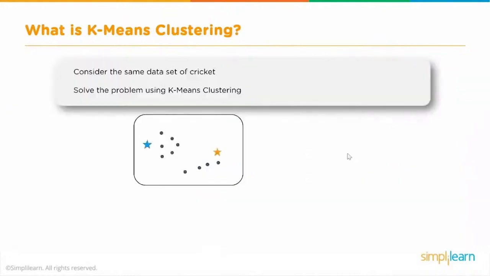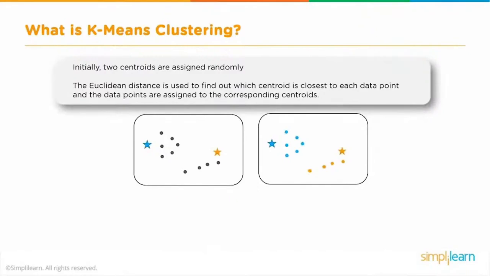So how does this work? The first step in k-means clustering is the allocation of two centroids randomly. So 2 points are assigned as so-called centroids. In this case, we want 2 clusters, which means k is equal to 2. So 2 points have been randomly assigned as centroids. Keep in mind, these points can be anywhere. They are random points.